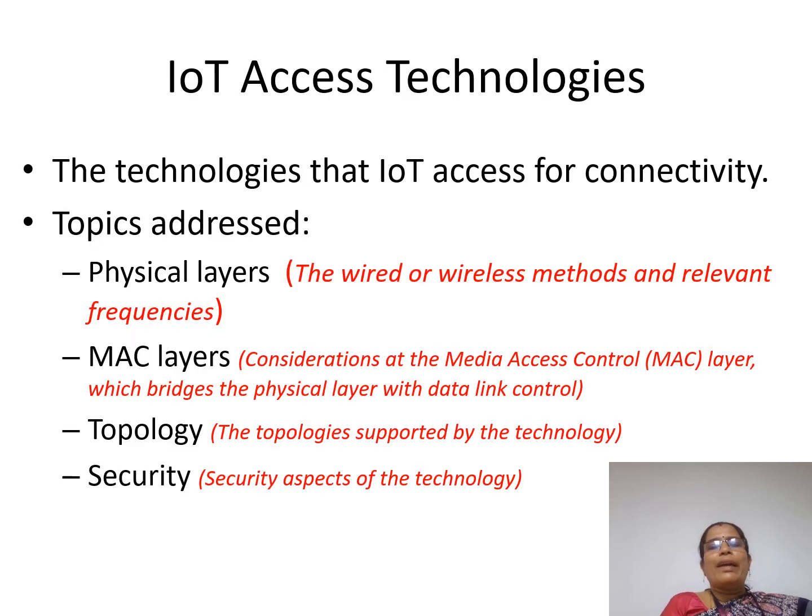When we come to the IoT access technologies, they address the physical layer, MAC layer, topology and security. The physical layer consists of the wired and wireless methods and relevant frequencies. The MAC layer is the media access control layer, which bridges the physical layer with data link control. Topology is the topology supported by the technology. And finally, security is the security aspect of the IoT access technology.